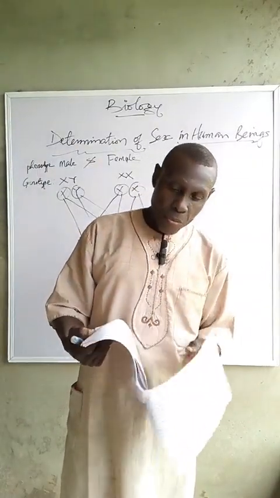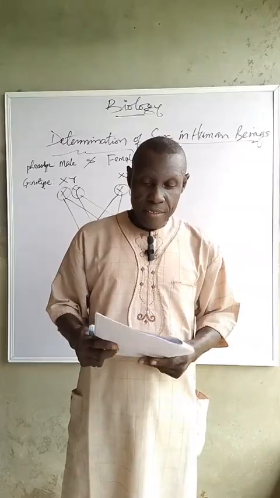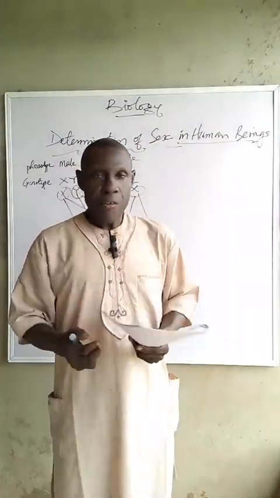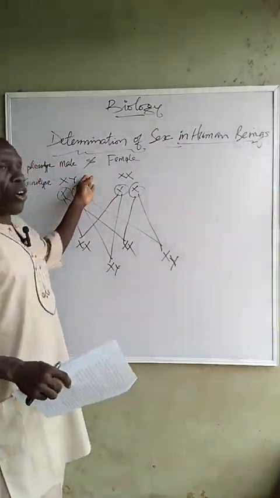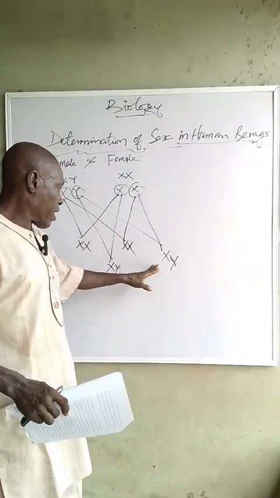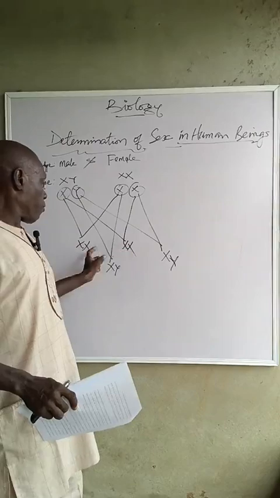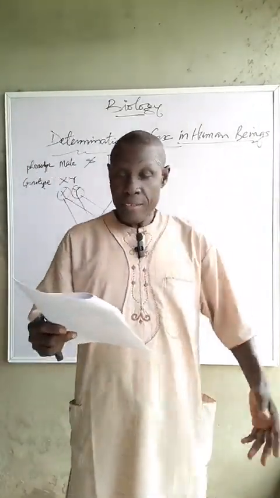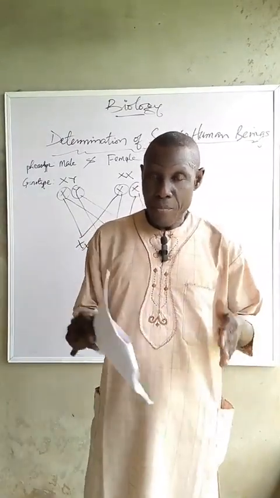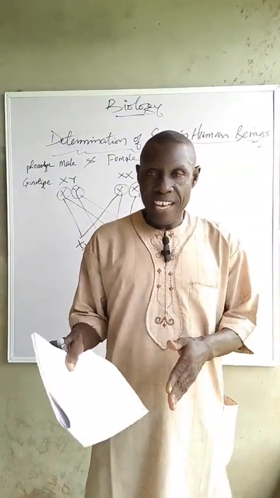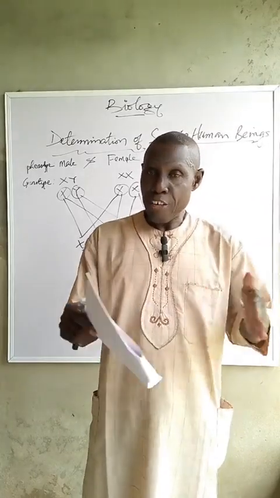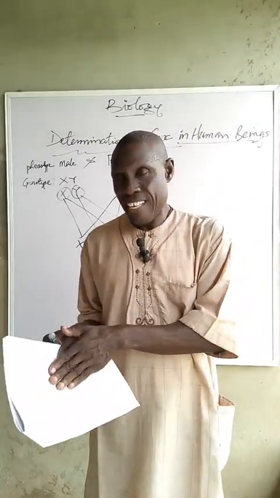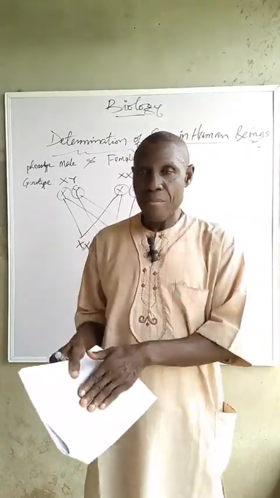So, if we now assume this to be Mr. Ola and Mrs. Ola, with the first 4 children, 2 will be female, 2 will be males. So that is how a male child or a female child is determined by the union between the sex cells of the male and the female.